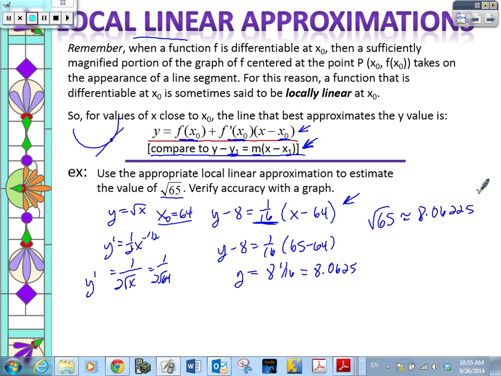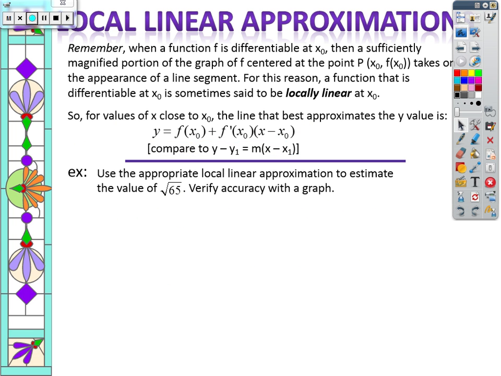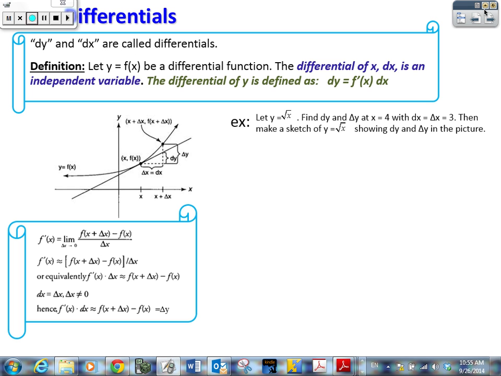All right, let's go to our second slide. Differentials. So differentials. I do love differentials. Probably in the minority. Some students really are troubled by this, so just kind of stick with me. It's going to be all right.